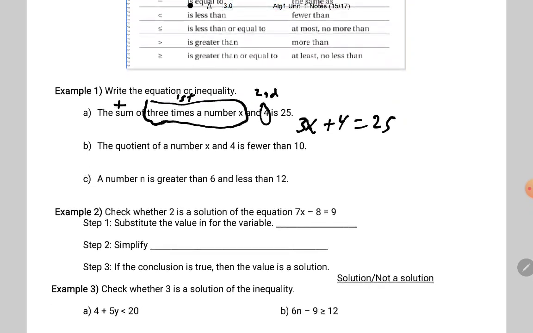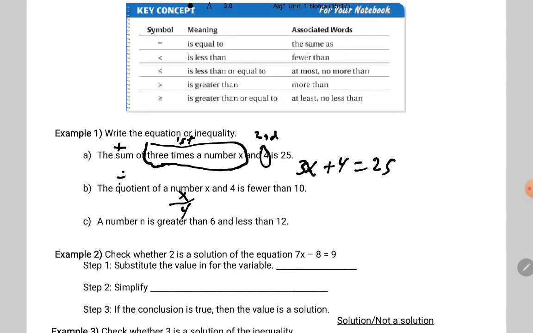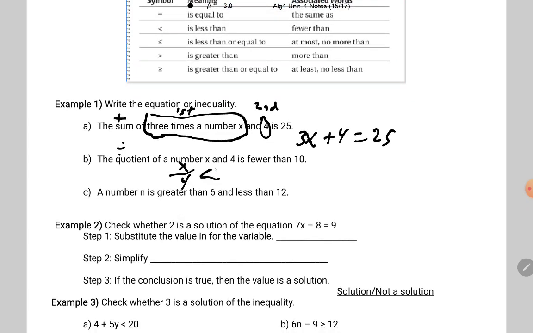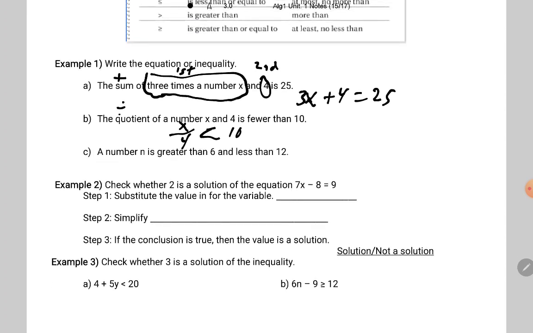The quotient of a number x and 4 is fewer than 10. So the quotient, remember, is division. The first number is x, and that goes up top, and the second number is 4. That goes on the bottom. Is fewer than. So which symbol is fewer than? Fewer than is the less than symbol. Then 10. So x divided by 4 is less than 10.